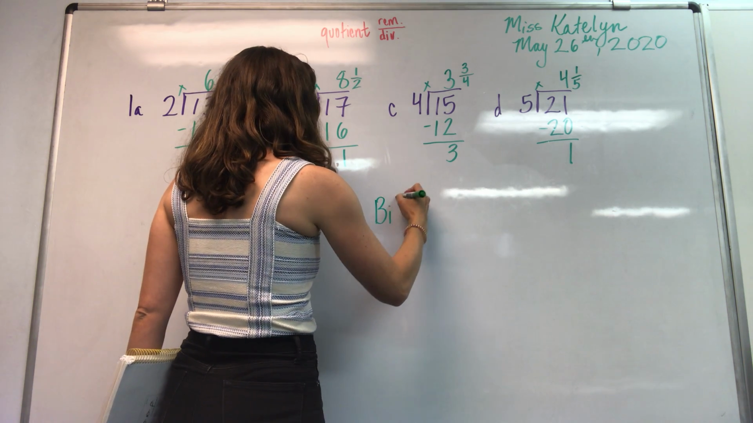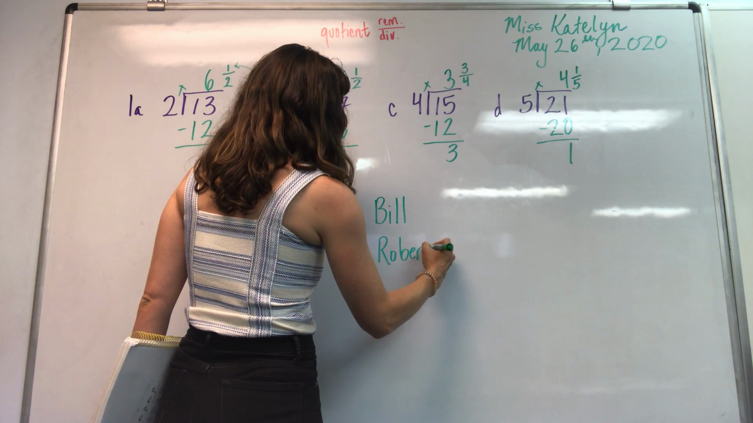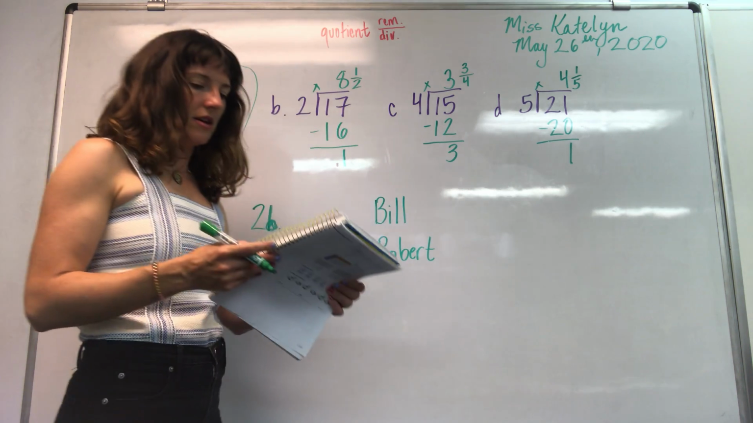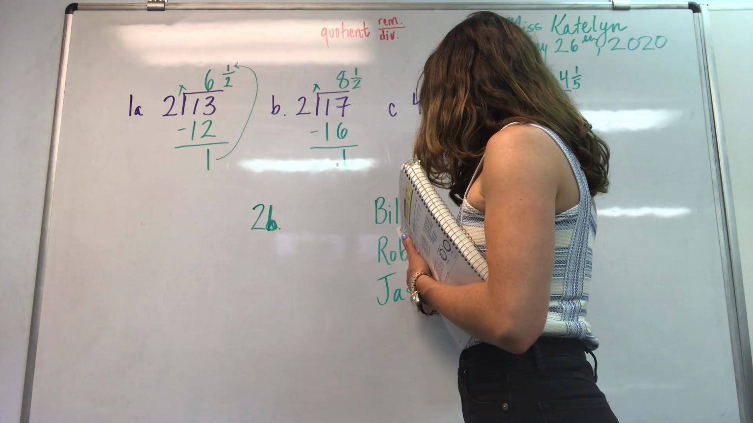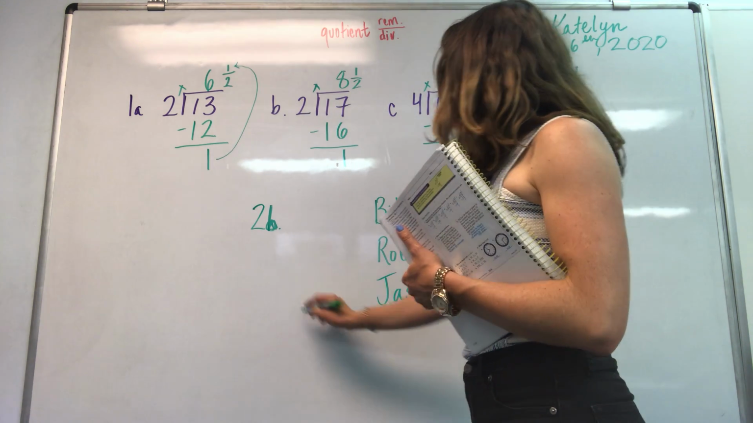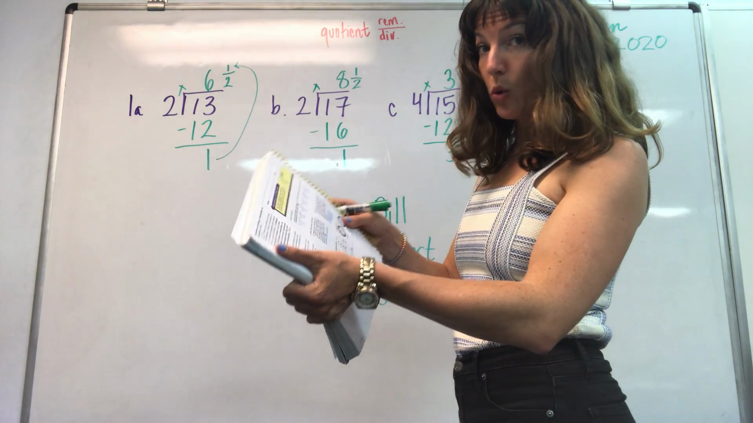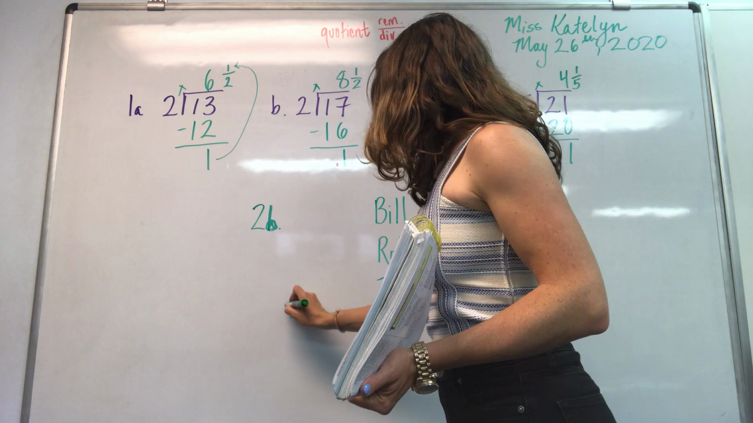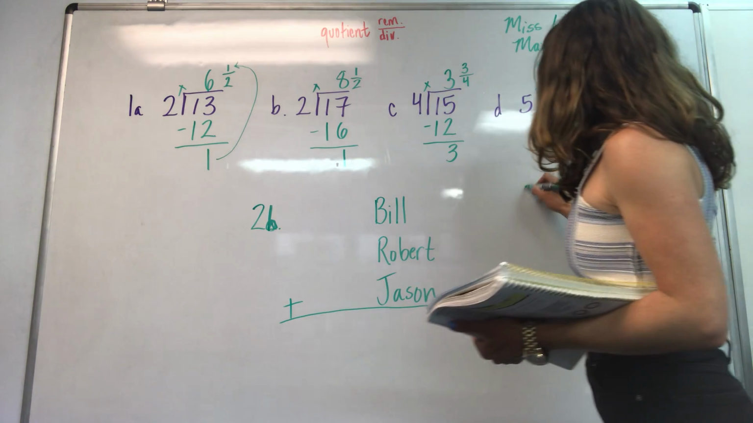Bill, Robert, Jason. Oh, my friend Jason. Okay. Final question, how many sheets of paper do all three boys have? That is an addition question. Now, clue words.